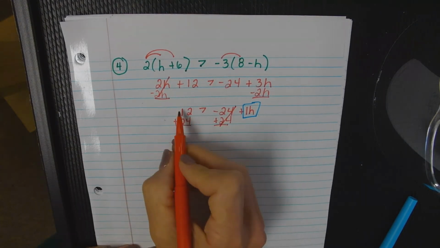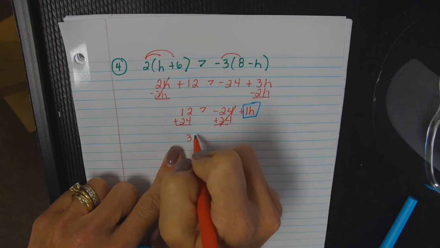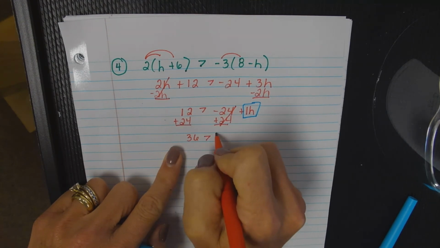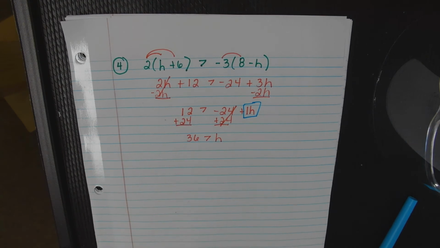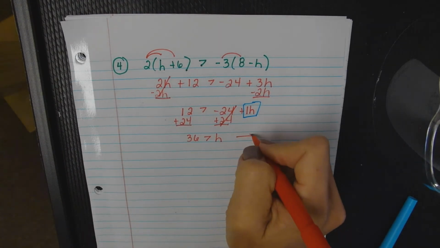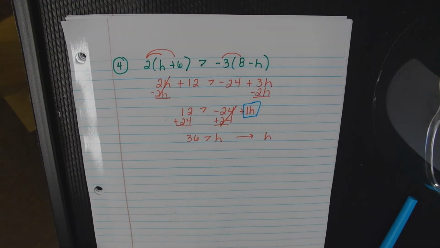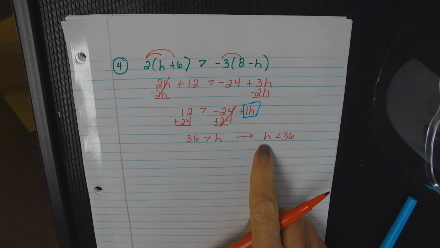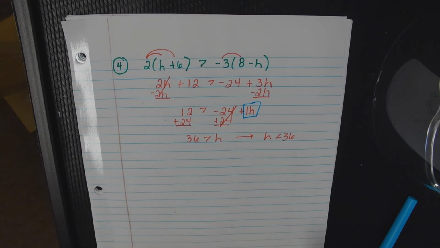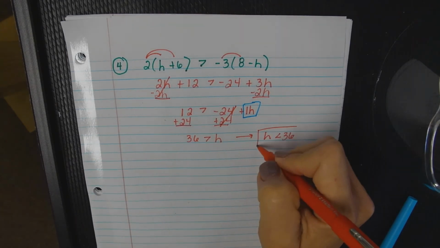Oh, I see. 12 plus 24 is 36. Does that number sound right to you? Okay. 36 greater than h. I need to write it correctly. Look at where the inequality is open. It is open to the 36. H is less than 36. That's why I told you the sign switched.